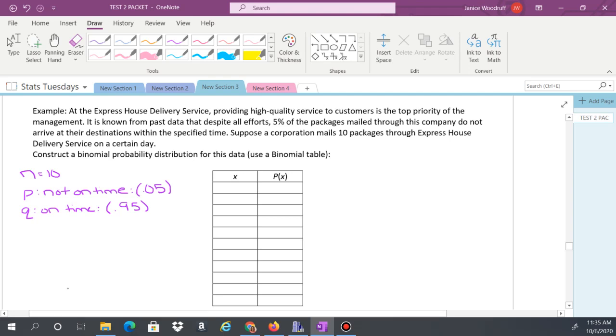And then we are just doing the distribution table. Okay, so in our distribution table, you're going to fill in your x's. So you're going to have 0, 1, 2, 3, through 10.